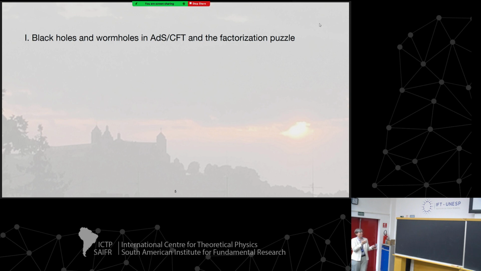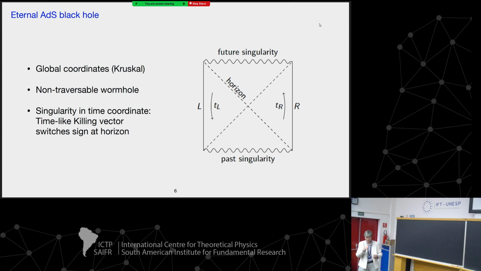The first topic I'm going to turn to is a brief review of black holes, wormholes, and AdS/CFT, and the factorization puzzle. So that will just be a few short slides to set the scene of where we are going. The idea is to consider an eternal AdS black hole with the diagram given here in global coordinates, in Kruskal coordinates actually. So this has two sides, a left and a right side. Note that on one side the time goes in this direction, and on the other one the time goes in that direction. That will be very crucial further along.